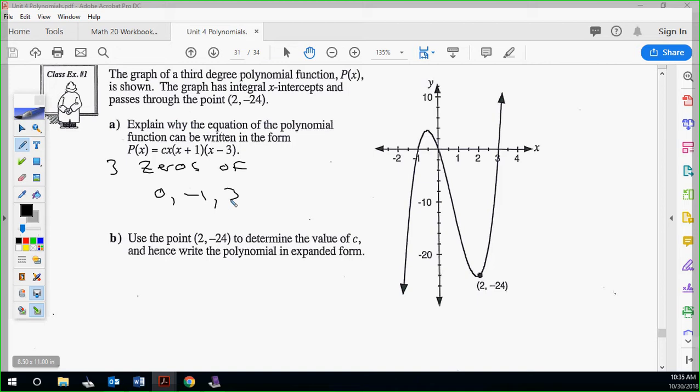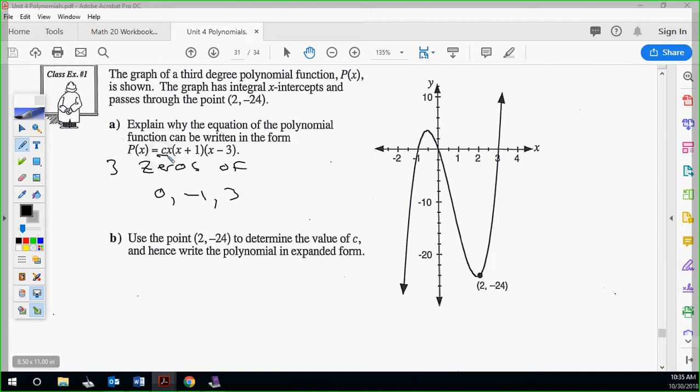Then it says, use the point 2, -24 to determine the value of c. I see a lot of you guys avoiding doing this for some reason when you're asking questions, but we have to be able to solve the algebra. Once you get to plugging in and solving, you should be comfortable with that. So 2 goes where? For the x's. And where does -24 go? For that, right? That's the output. When you do that, notice the only thing left is c, and so you're just solving for c now.